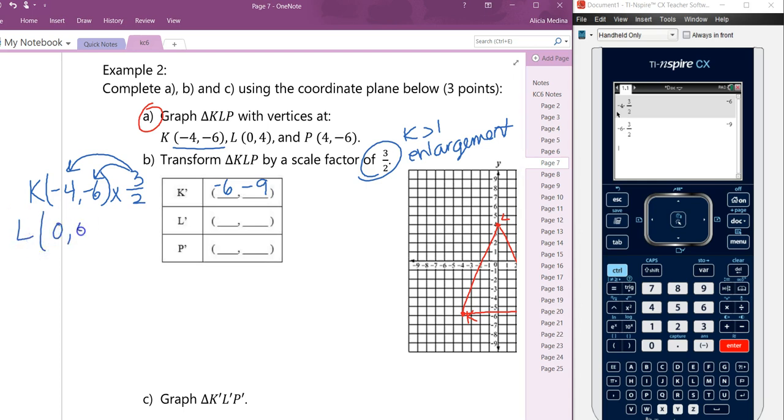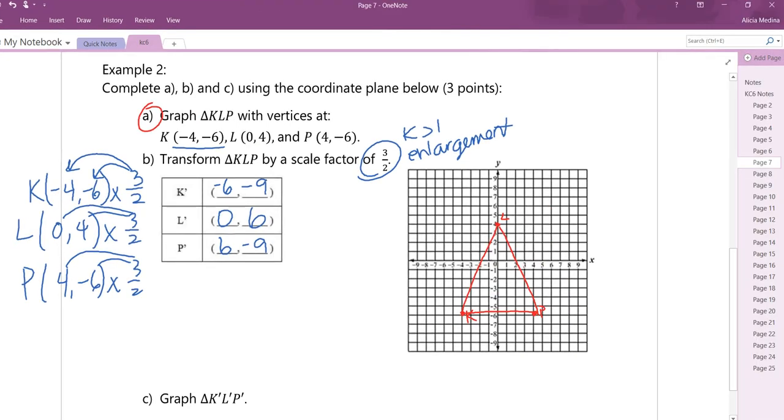So L was at (0, 4). I'm going to go ahead and multiply that by 3/2. So again, multiply each term. The first one's going to be 0. Second term is going to be 6. Our last letter, P, was at (4, -6). Multiply this by 3/2, so multiply each term. This is going to give me (6, -9). All right, so those are going to be the new points I'm going to go ahead and graph right here.